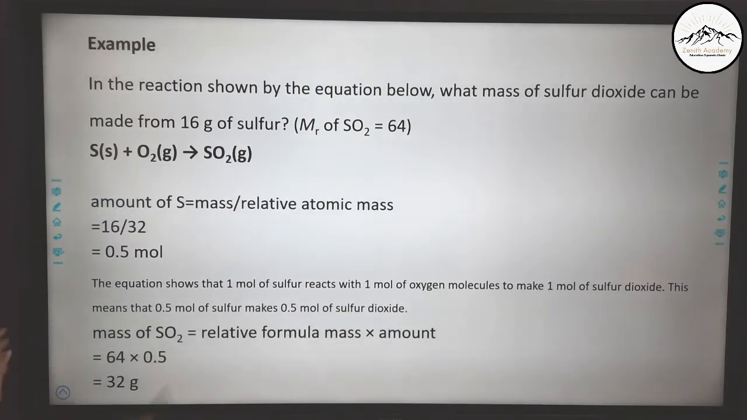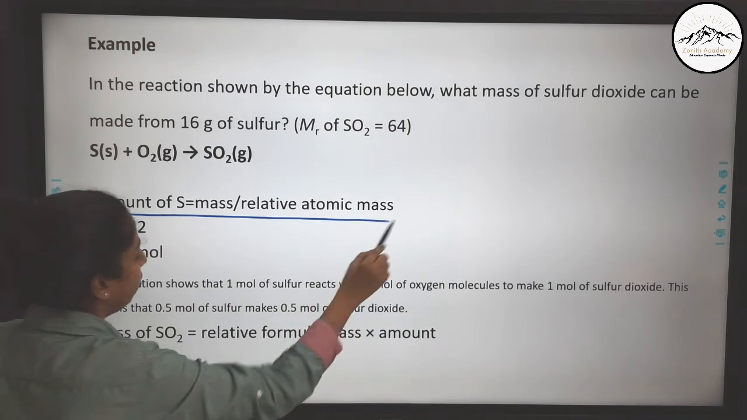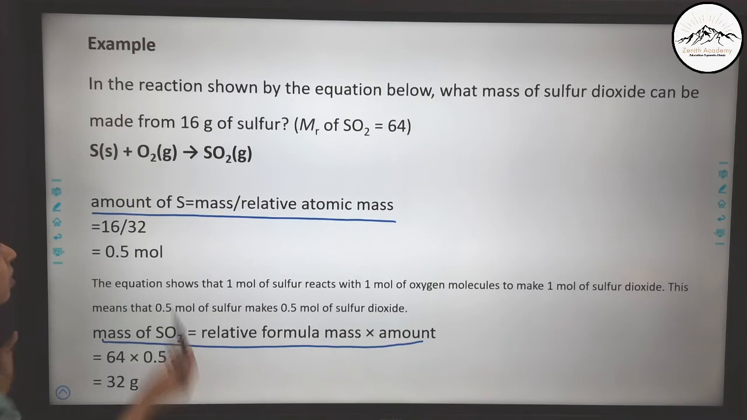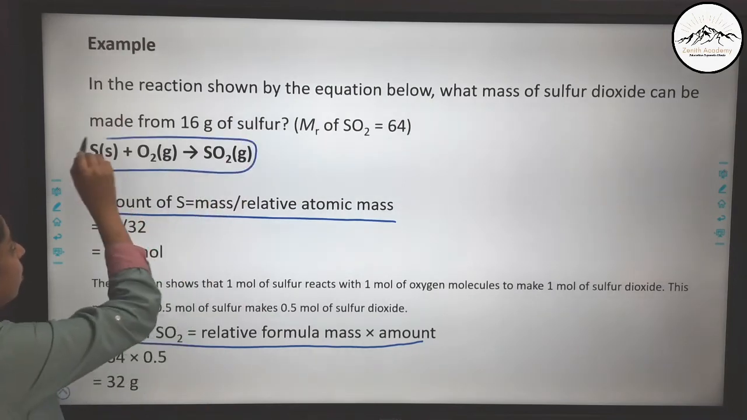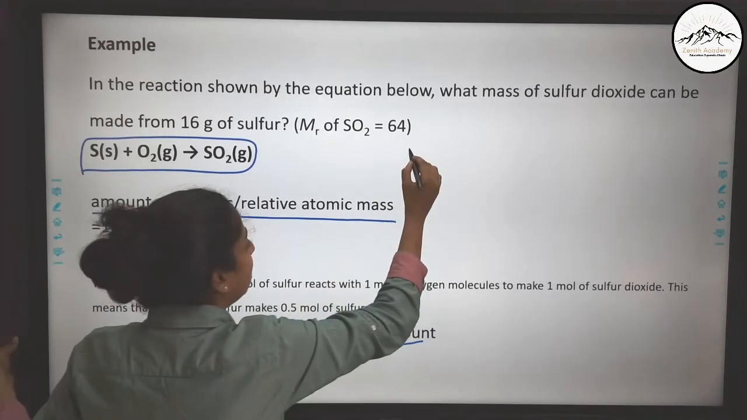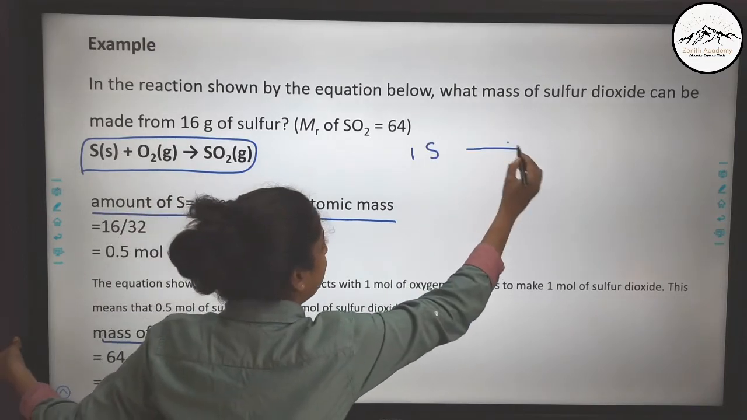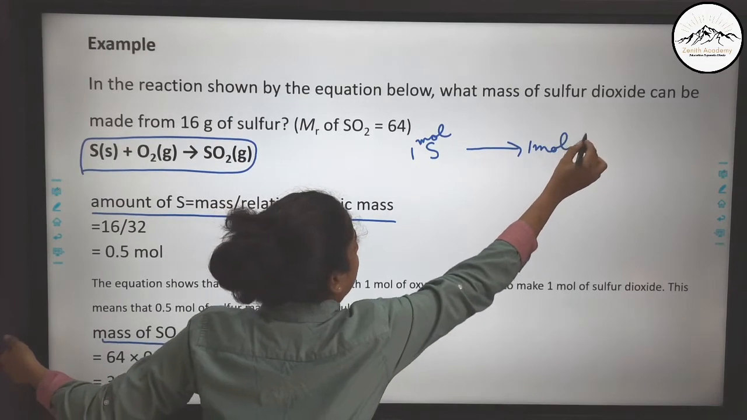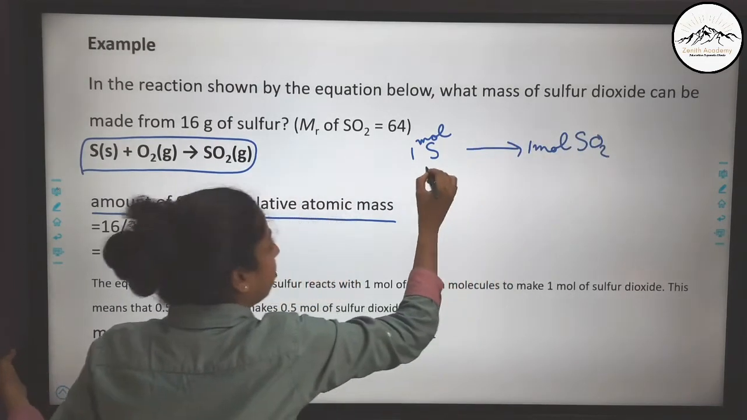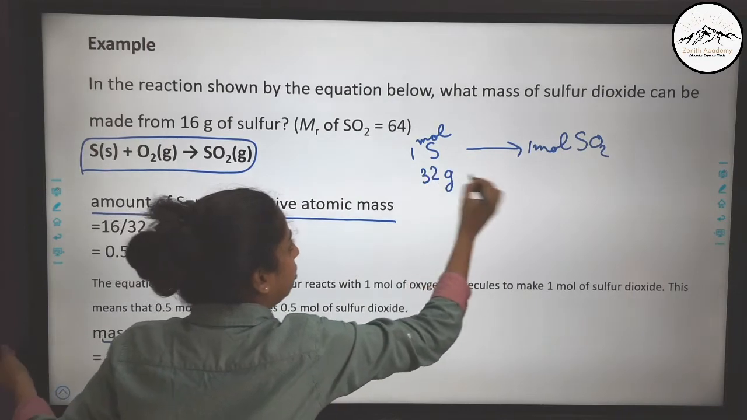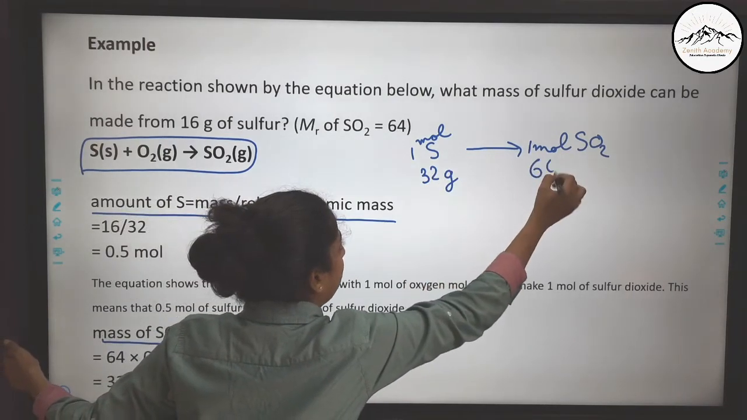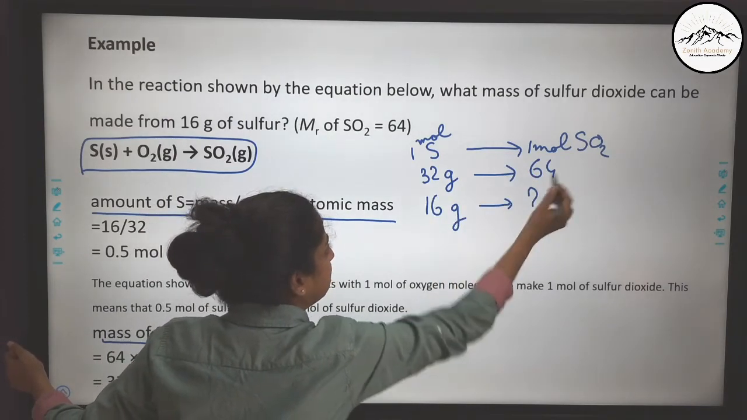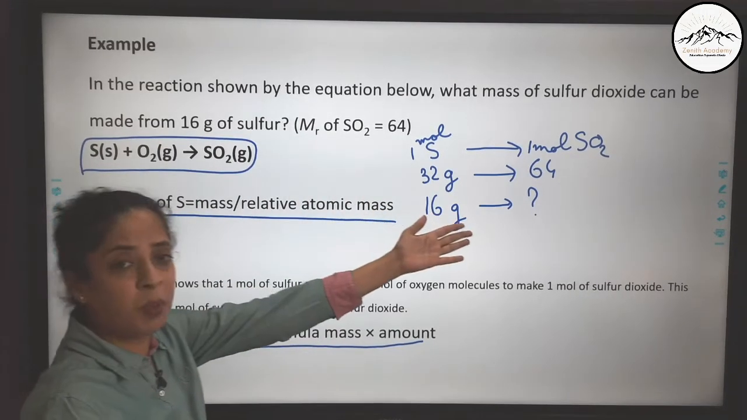But according to me, if it is getting difficult for you to learn the formula and apply it, if you are getting panicked, then the simplest way is the way I did earlier: 1 mole of S corresponds to 1 mole of SO2, right? And 1 mole of sulfur means 32 grams. So 32 grams corresponds to 64. So 16 grams will correspond to how much? So this is the best way. Here you don't have to remember any formulas.